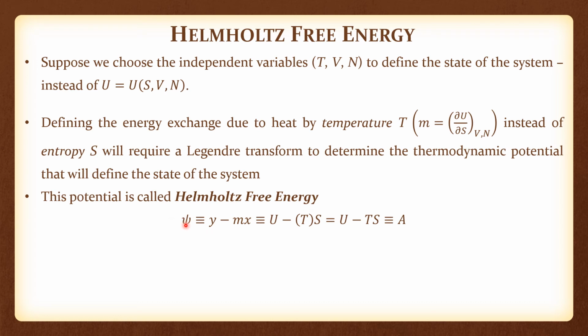Once again, the Legendre transform, the transform potential would be psi, defined as y minus mx, where y is U and m is the slope, temperature, and x is the independent variable that was originally used for defining the internal energy, which is entropy. So this gives us U minus TS, and that is defined as Helmholtz free energy. Helmholtz free energy has multiple symbols that are used in textbooks, but the most common one is A. So I have retained A here.